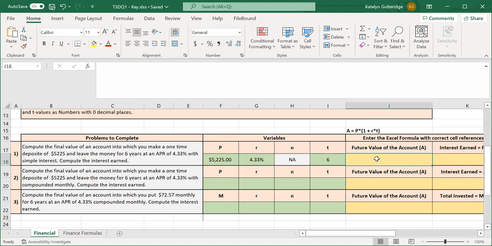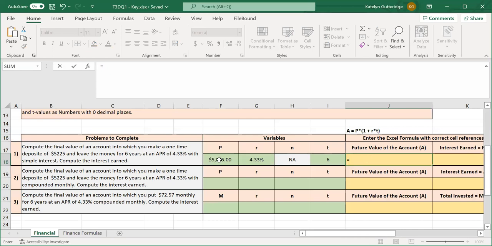When you find the future value of the account, you want to make sure you start the formula with the equal sign. So after we put in all of our appropriate values into the green cells, make sure you use the numbers for your problem. You're going to find that future value of the account. You're going to start with the equal sign. Then you're going to do P times parenthesis 1 plus R times T. And we want to make sure we use cell references. So we'll type our equal sign.